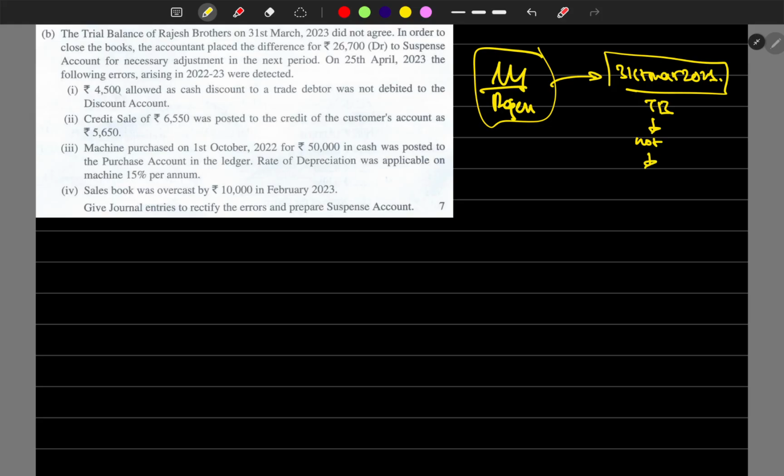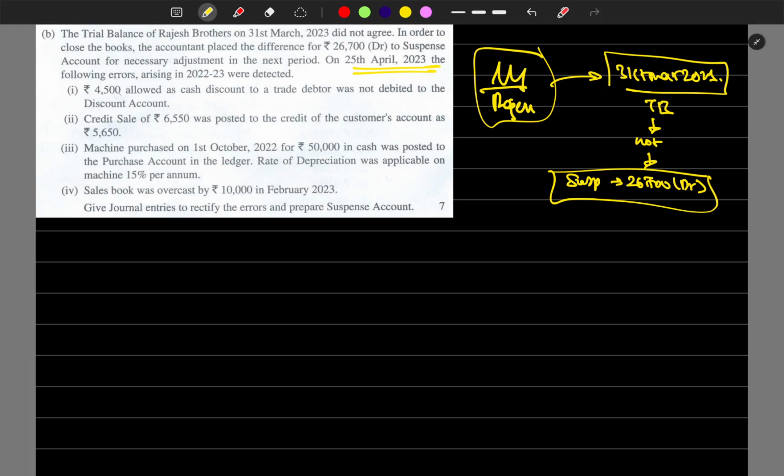Then they have a balance of suspense account of rupees 26,700, which is on debit. On 25th April, they have put the adjustment entry, which is the suspense account, and moved ahead to the next accounting period. On 25 April, they are actually rectifying the errors.